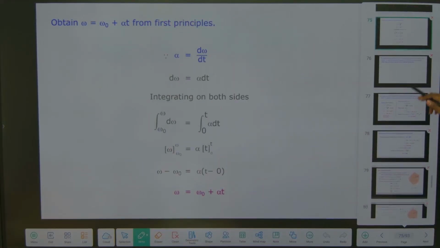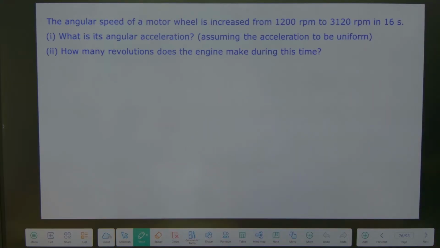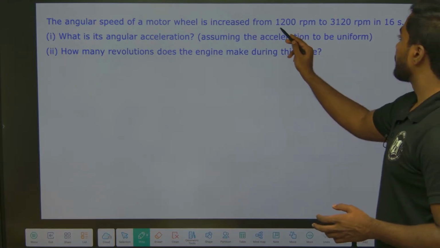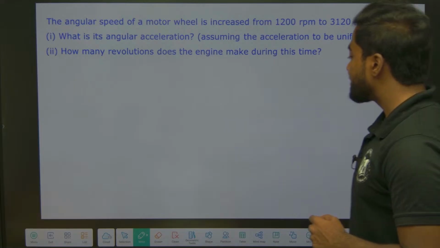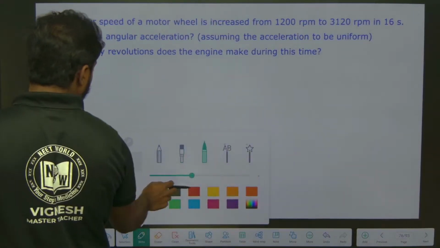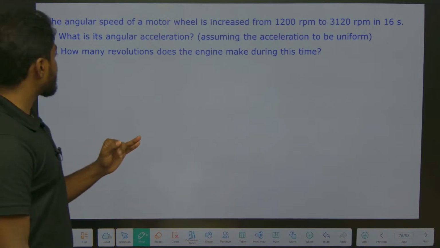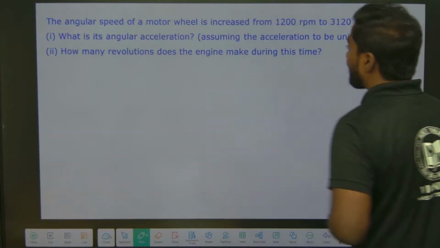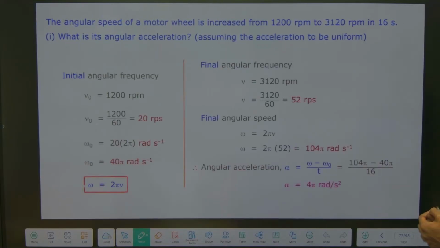Yes. Here is the question. First question: the angular speed of a motor will increase from 1200 rpm to 3120 rpm in 16 seconds, right? The first question: what is the angular acceleration, and second question: how many revolutions does the engine make during this time? Okay.